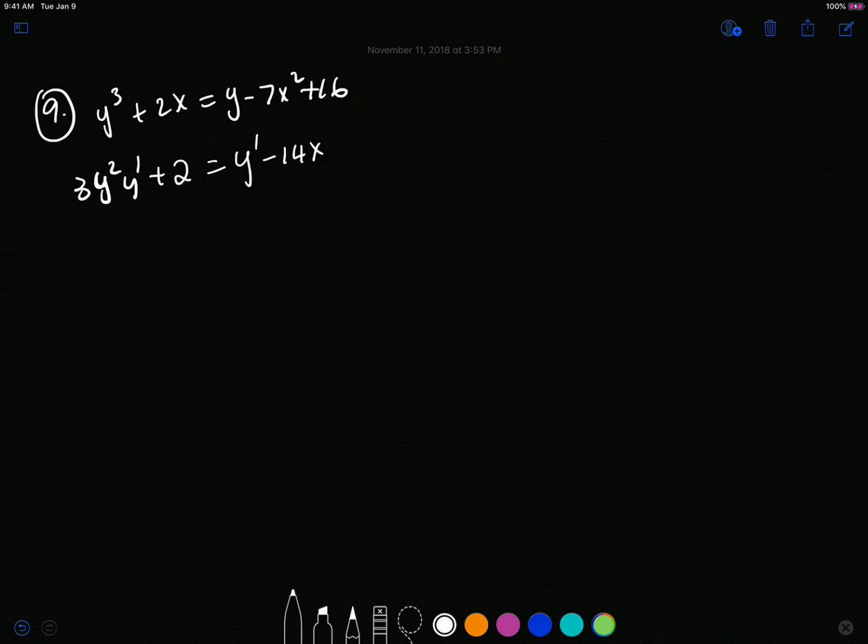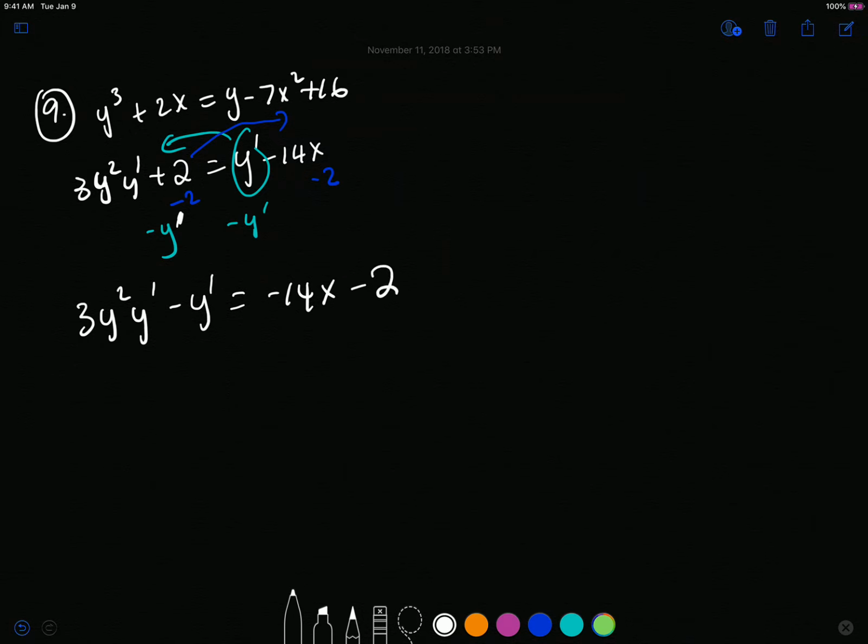You gotta bring all the y primes together. So it means that you need to take this y prime over, which means subtract y prime. And that means you gotta take this 2 to the other side, which means subtract 2. But what that overall leaves us with is 3y squared y prime minus y prime, right here, is equal to negative 14x minus 2.